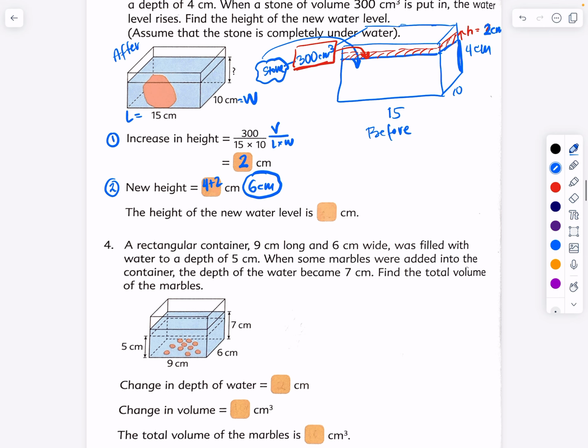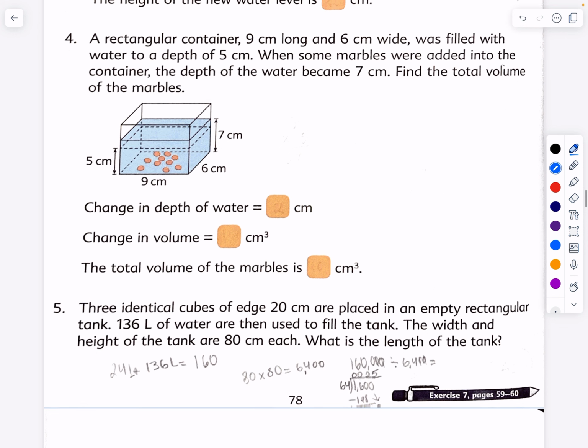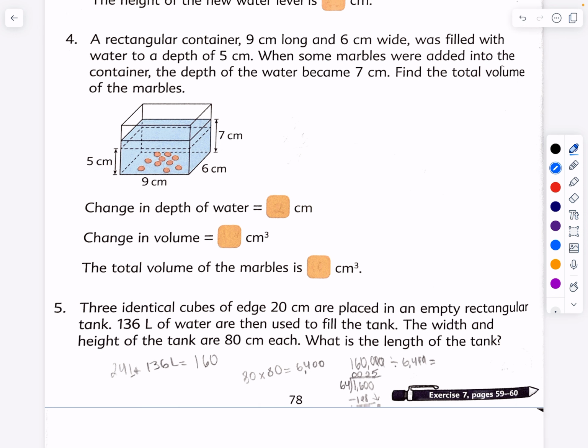Now, finally, problem number 4. Again, we have a rectangular container. It's 9 by 6. Length equals 9, width equals 6. It was filled to a depth of 5 centimeters. So height before was 5 centimeters. Height after some marbles were added, right? It became 7 centimeters.